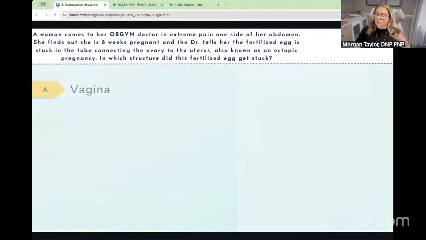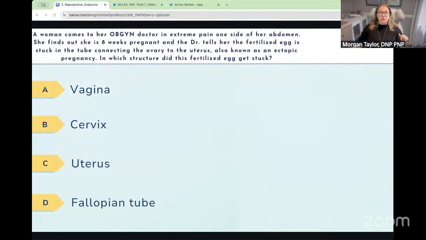Okay, so checking in on the function again, make sure. Let's read through a little bit of a harder question. You guys have warmed up, so you're ready for a little more. We've got a woman coming into her OBGYN, and she says she's got extreme pain on one side. They say, oh my gosh, you're 8 weeks pregnant and the fertilized egg is stuck in that tube that connects the ovary to the uterus. This is known as an ectopic pregnancy.